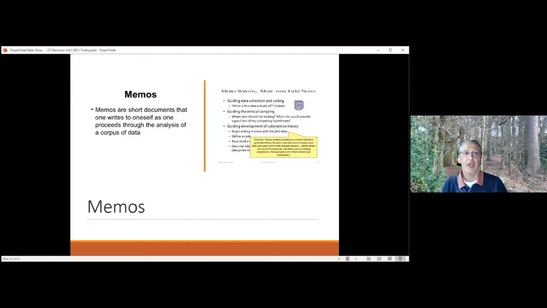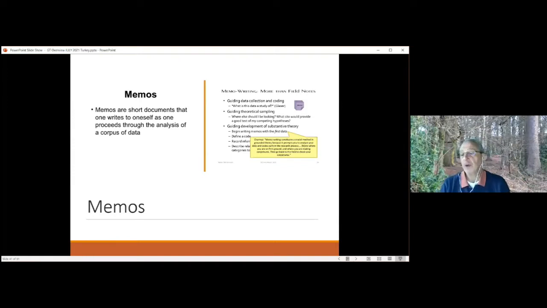Okay. And while you're doing that, you're writing memos. Well, you should be writing memos. And even if you're not using grounded theory, memos are a really good way of developing your work and recording your work. And you write them to yourself.